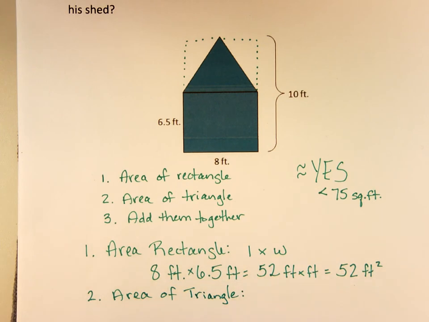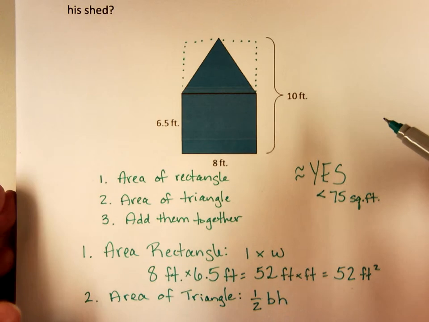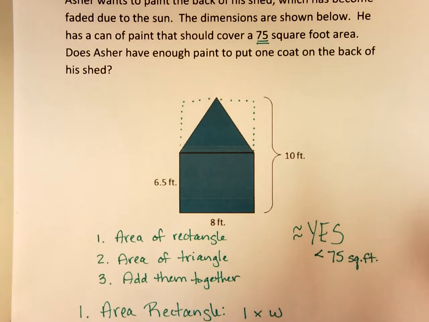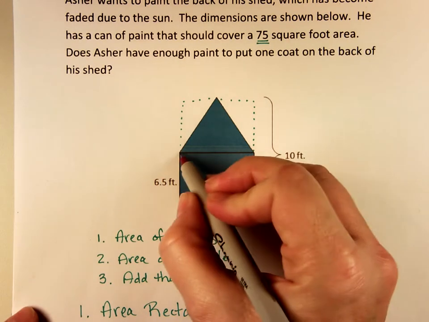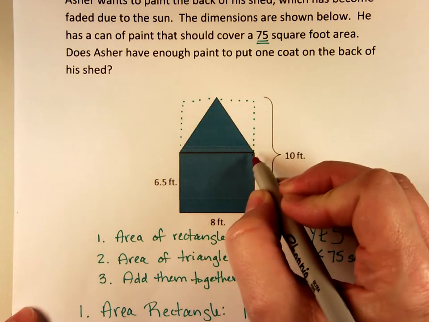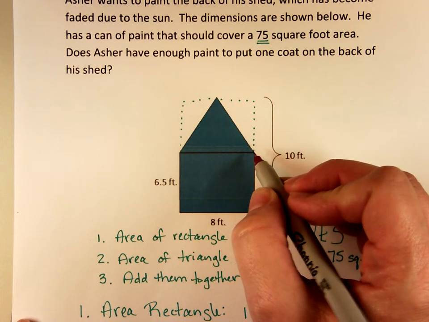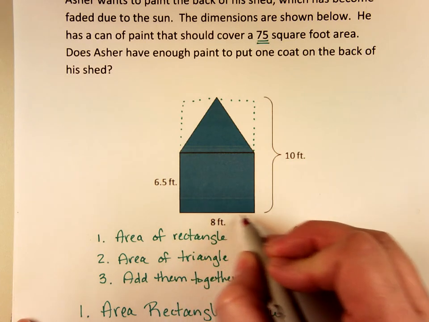What's the formula for area of a triangle? It is 1/2 of the base times the height. Now let's look back and figure out base and height. This is the base of my triangle here, this black line, but I don't see a number written there, so you need to look all the way down, and do you see where the base of the rectangle says 8 feet?